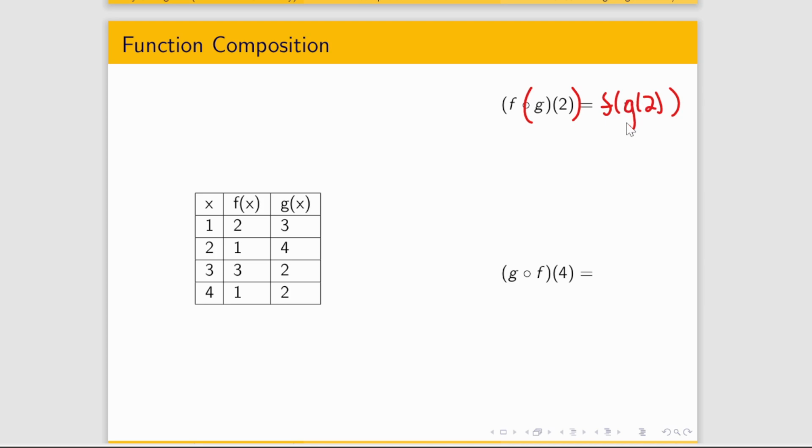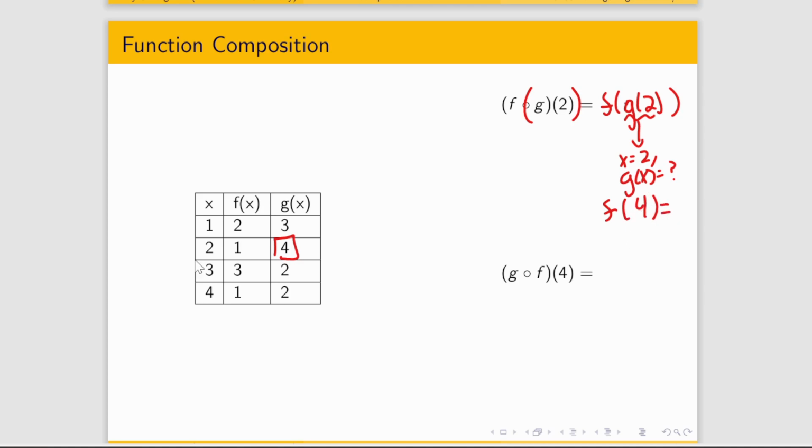Then just like before, that means I want to actually evaluate what g of 2 is first. So that is asking when x is 2, what is g of x? Because that 2 has taken the place of x. So I go over to my table, find when x is 2, go over to g of x, and I see that that is 4. So this is really asking me to find f of 4 since g of 2 is equal to 4.